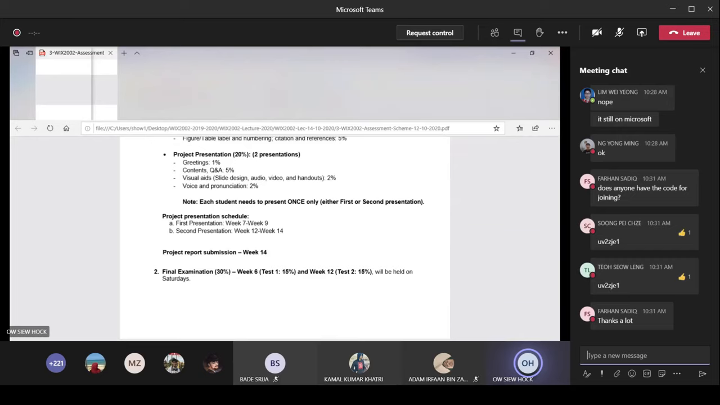And the final exam, as I mentioned, because of this online learning we are not allowed to go to an exam hall and have face-to-face exams, so it is replaced by 2 tests. The first test will be in week 6 and it carries 15%. The second test will be in week 12, also 15%. We already agreed to have them on Saturdays.